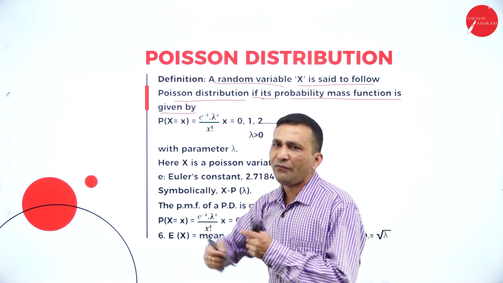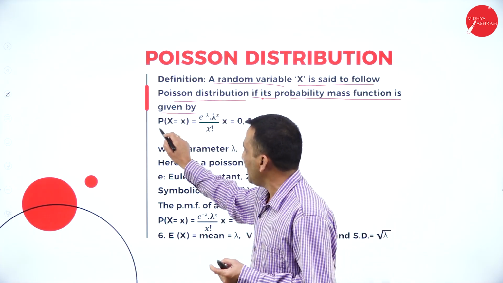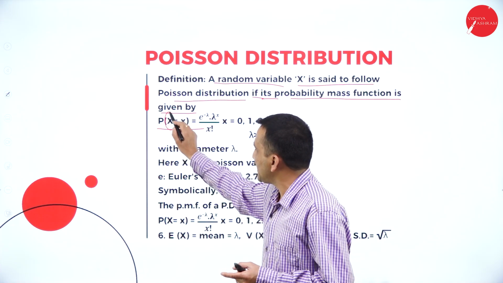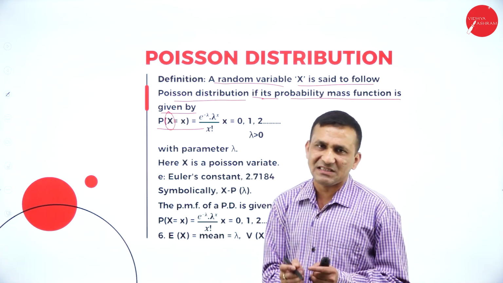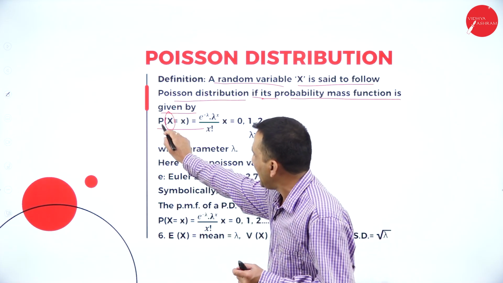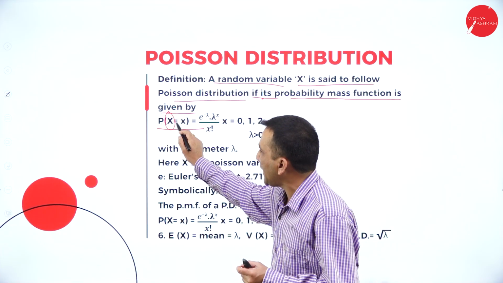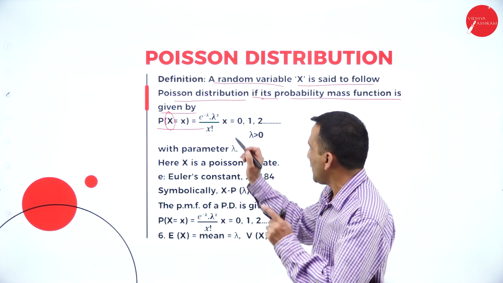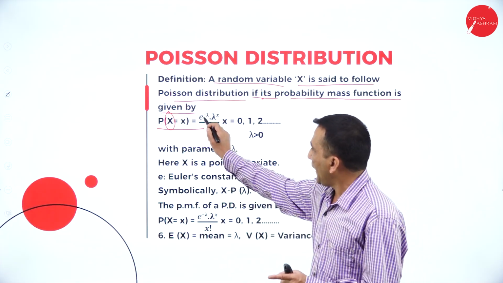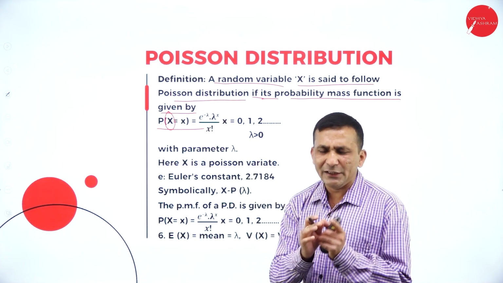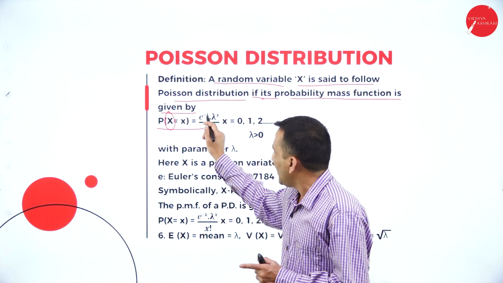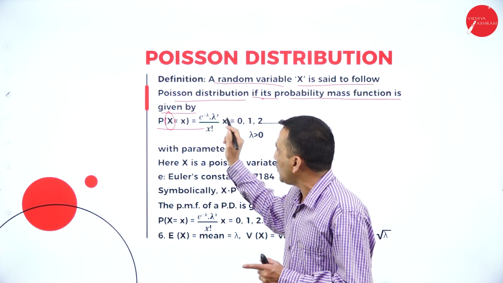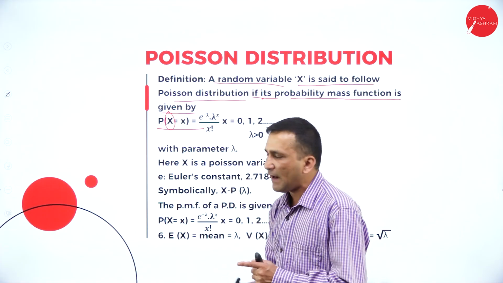So we are going to the mass function. The formula is very simple. X is a discrete random variable, and the experiment starts from 0. We write P of capital X equal to small x. The probability mass function is e to the power of minus lambda, where e is the Euler value, into lambda to the power of x, divided by x factorial.